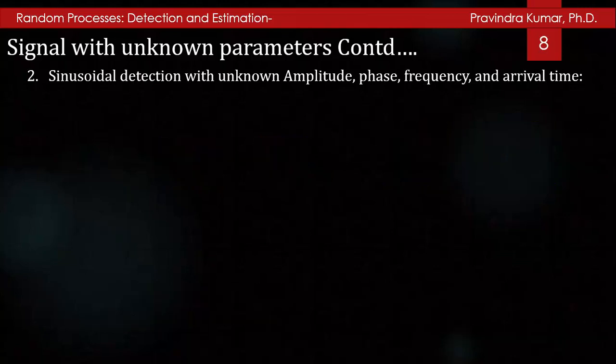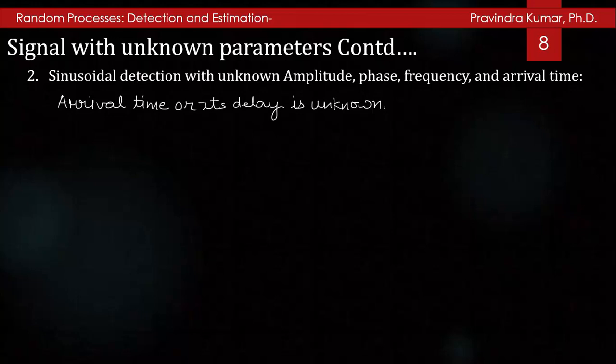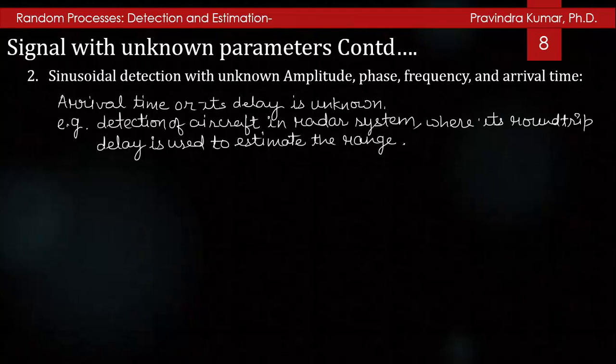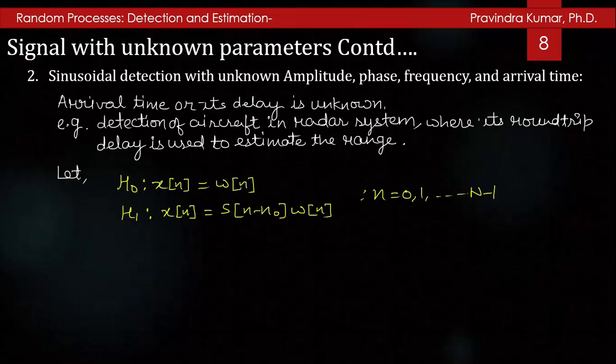Now, the sinusoidal phase, frequency and arrival time unknown. In many situations, it is desired to detect a signal whose arrival time or delay is unknown. For example, a radar system in which detection indicates an aircraft and its round trip delay is used to estimate the range. So the GLRT might be used as a detector or estimator.